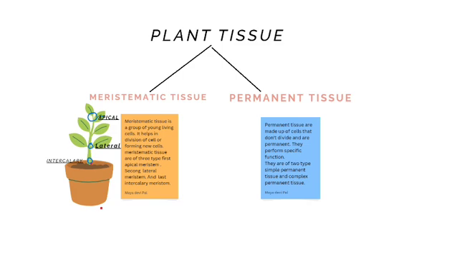Permanent tissue is made up of cells that don't divide and are permanent. They perform specific functions. They are of two types: simple permanent tissue and complex permanent tissue.